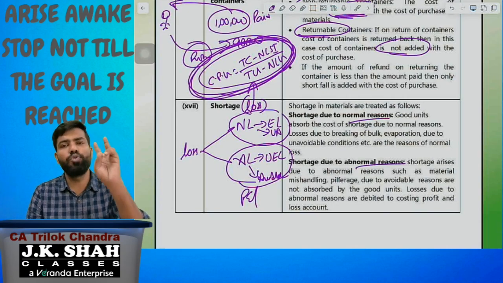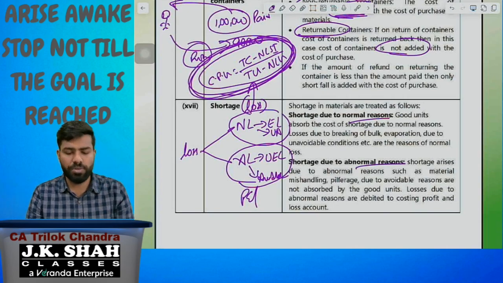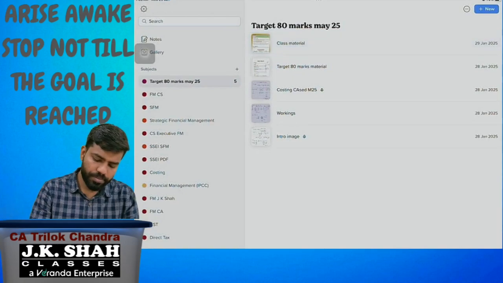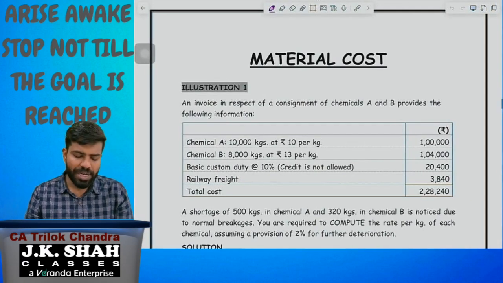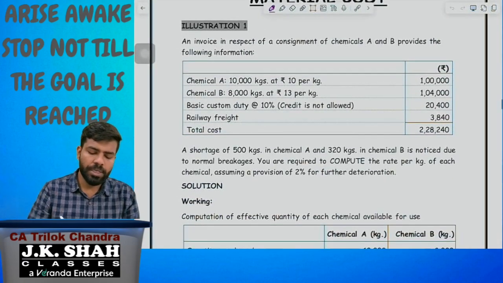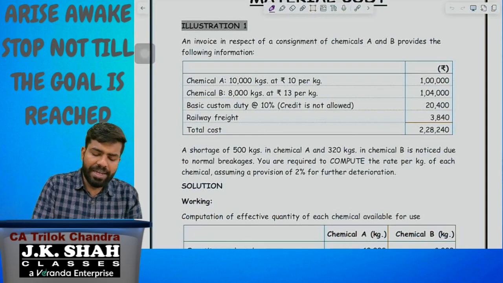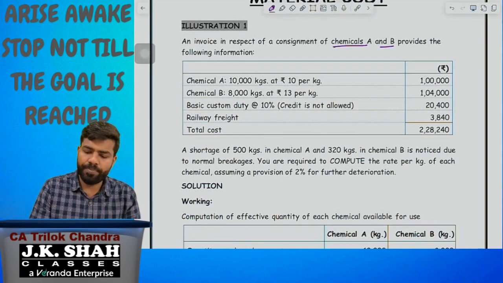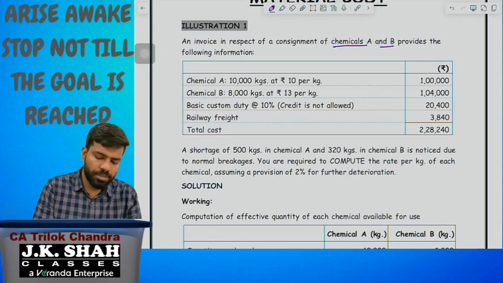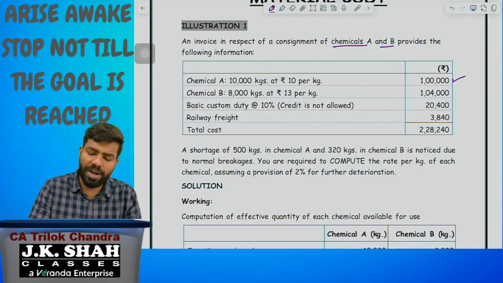Based on this, we have two questions. Let us solve the two questions. Okay, now question number 1. An invoice in respect of a consignment of chemical A and B provides the following information. Chemical A, totally we are getting 10,000 kgs at the rate of 10, 1 lakh. Chemical B, 8,000 kgs at the rate of 13, 1 lakh 4,000.